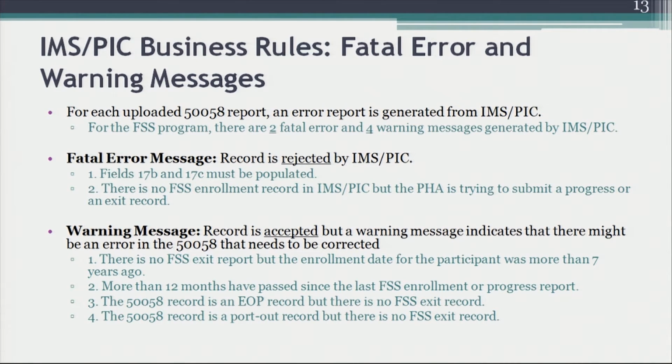For the FSS program, the validation checks include 2 fatal error messages and 4 warning messages that are generated by the PIC system. A fatal error message is when a record is rejected by PIC. A warning message indicates that the record is accepted, but that there might be an error in the 5.8 record that needs to be corrected.